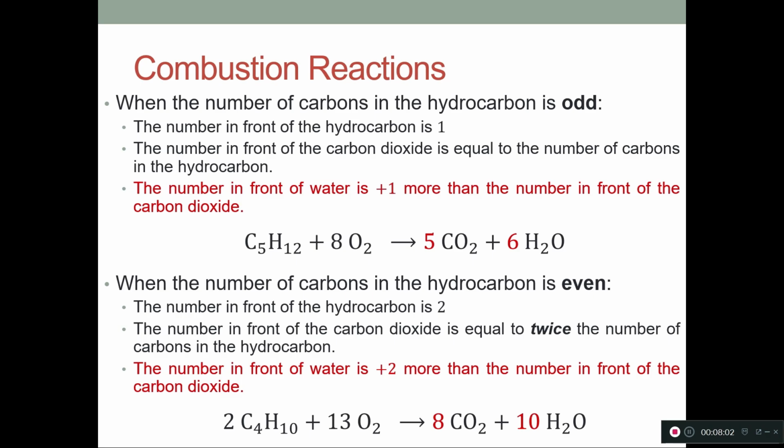And so in general, when we are doing combustion of these hydrocarbons, if the number of carbons for the hydrocarbon here is odd, then we have a number in front of the carbon dioxide equal to the number of carbons, and the number in front of the water is plus 1 more than that. When the number of carbons in the hydrocarbon is even, then the number in front of the carbon dioxide is twice the number of carbons in the hydrocarbon, and the number in front of the water is plus 2 more than that.